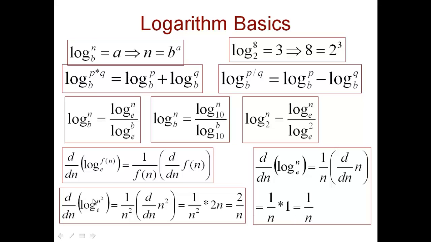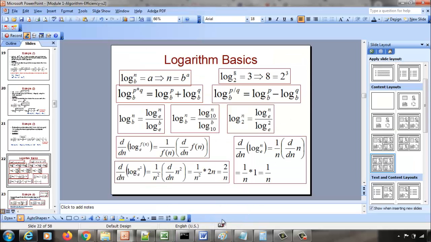Now if f of n is n squared, log n squared to the base e, differentiation with respect to n is 1 over f of n, which is 1 over n squared. Differentiation of n squared with respect to n is 2n. So 2n over n squared, which is 2 over n.